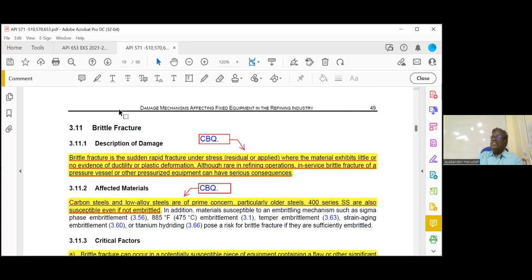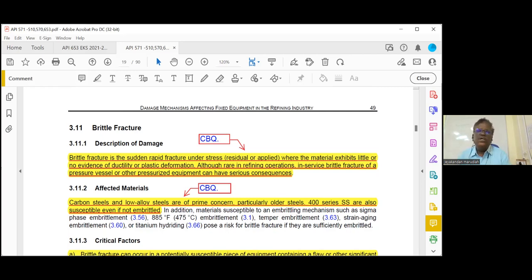The fourth one is steel cleanliness. You remember capped steel, rimmed steel, semi-killed and killed steel from 650. Killed steels will have fewer problems compared to capped or rimmed steel. Steel cleanliness is the fourth one. These are the four critical factors, but the most important critical factor is the temperature.